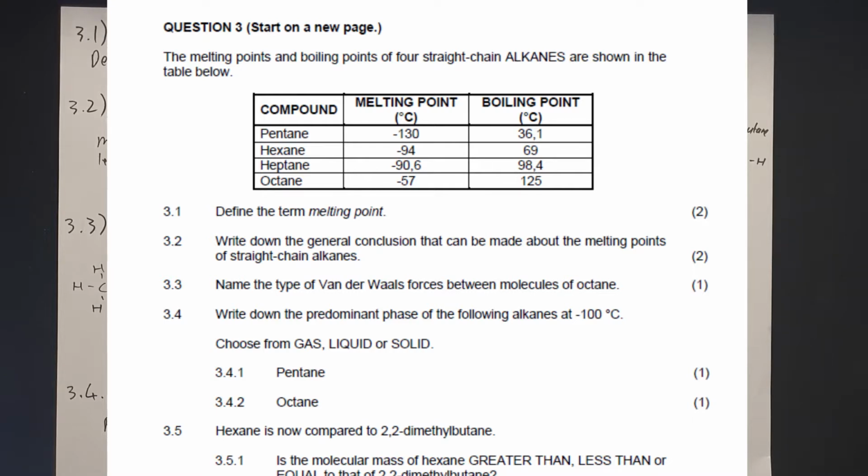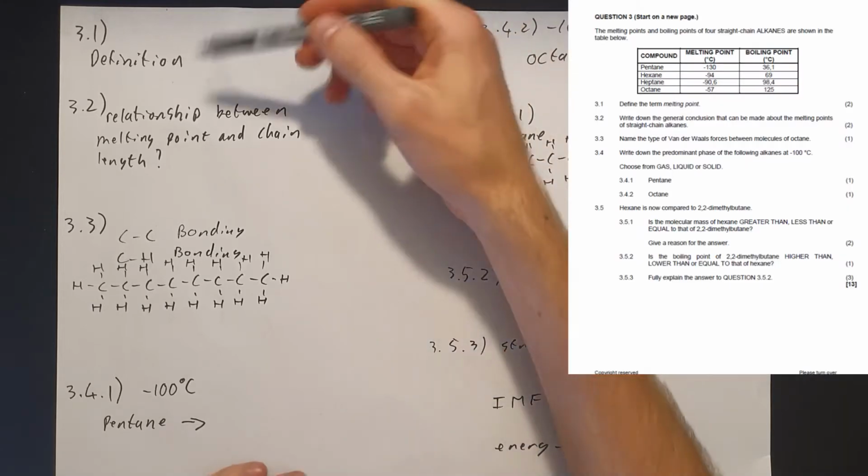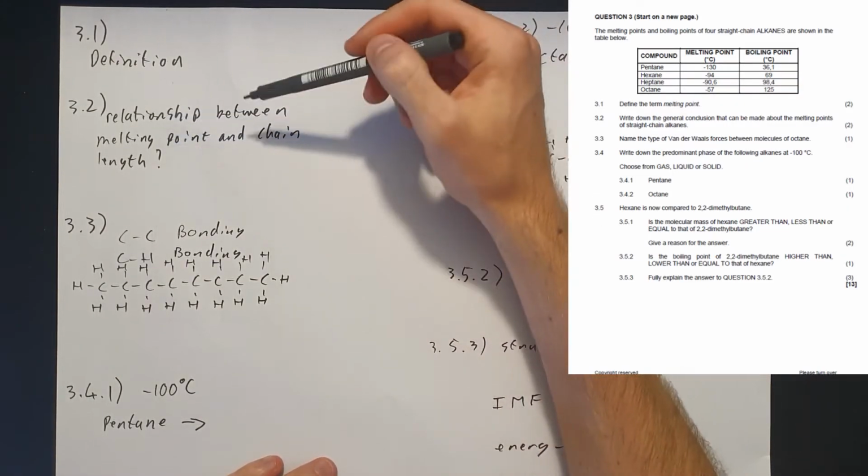Okay, so you guys just need to go and check your definitions. They want you to do them word for word, so make sure you all know how to do your definitions. Okay, I'm going to focus from 3.2 onwards. So 3.2 is write down the general conclusion that can be made about the melting point and the straight chain alkanes. Okay, so what they're asking for is the relationship between the melting point and the chain length.